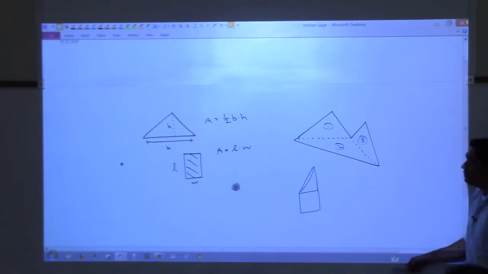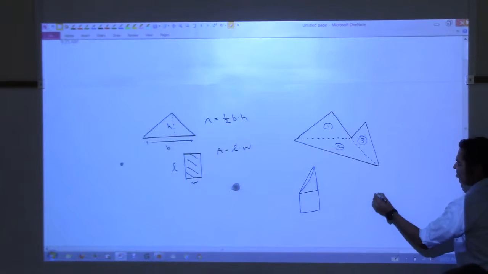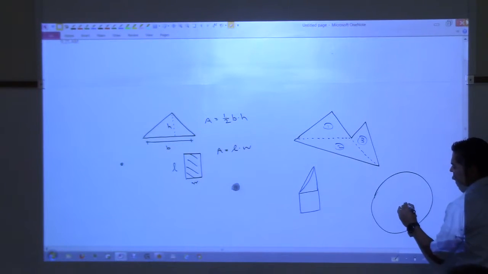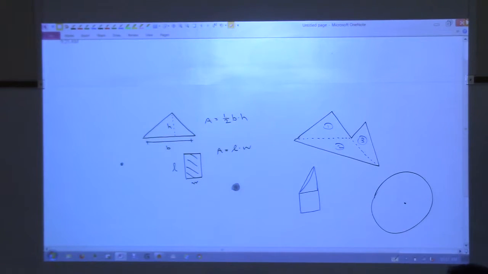Well, one of the first ones that we went after, when I say we, I'm talking about humans, right? One of the first shapes we went after was the circle. And we said, okay, can we find the area of that? Yeah, they just opened up a book and it said pi r squared, right? No. How did they come up with pi r squared?